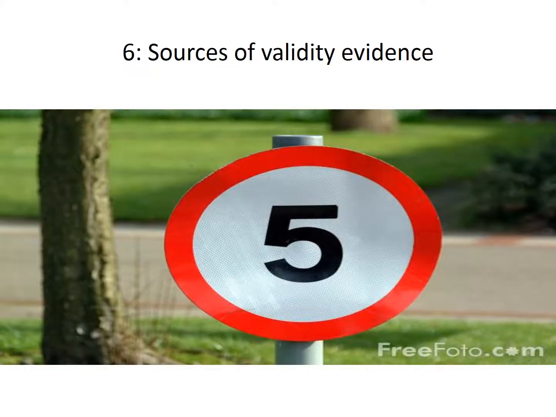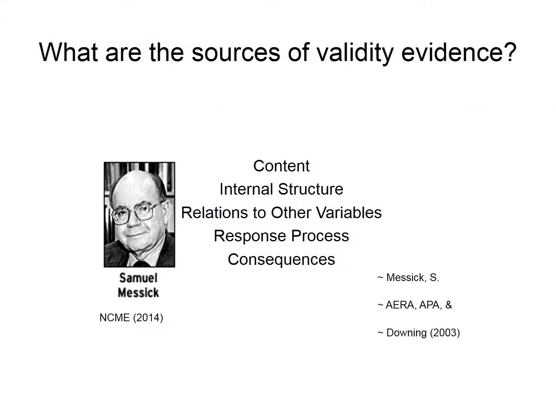This now takes us to our sixth takeaway in the course, which is connected to the establishment of validity. It is the 5 sources of validity evidence. So what are the 5 sources of validity evidence? Well, these sources were first introduced by Messick and later adopted by the authors of the standards. They include content evidence, internal structure evidence, relations to other variables, response process evidence, and consequential evidence.